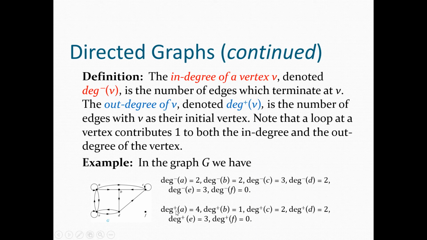Now the out degree of A. The out degree of a vertex means the number of edges for which V is the initial vertex. So for the out degree of A, it is the initial vertex for this edge 1, this edge 2, this edge 3, right? And the initial vertex of this 2, so 4. The total number of edges is 4. And similarly, you can find the degrees of the other vertices. And the degree of F is 0, we have already discussed, because this is an isolated vertex.